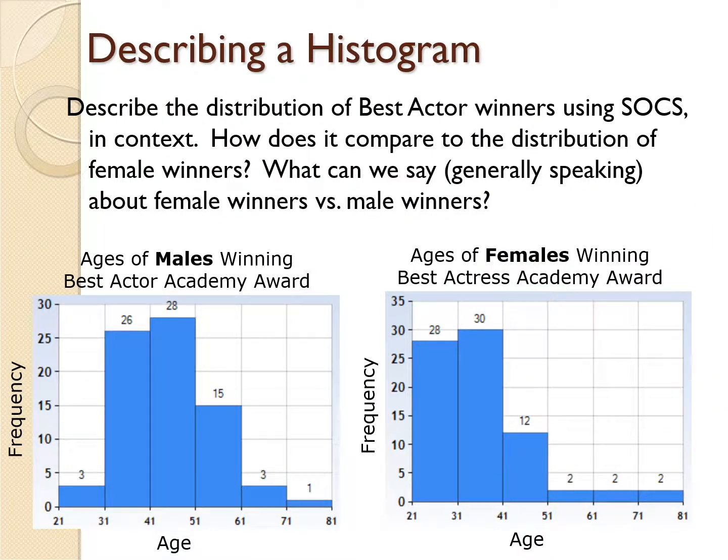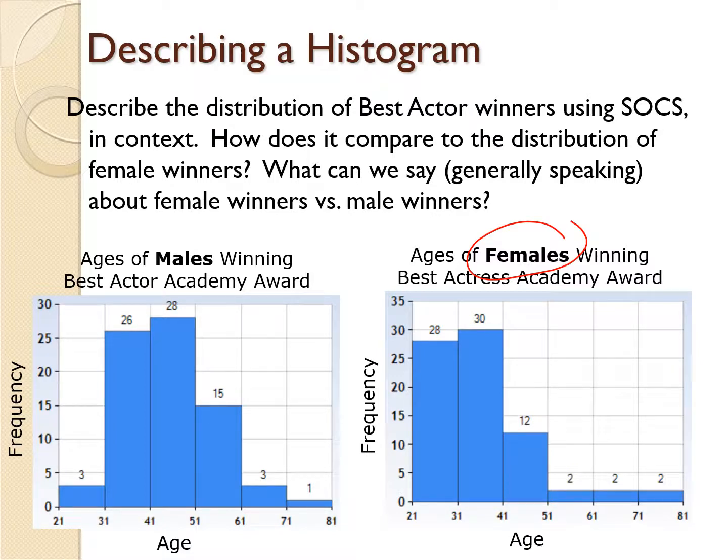Now we want to describe this graph, and we want to compare it to the distribution of female winners, which we have here on the right. It's asking what we can say generally speaking about female winners versus male winners. So let's deal with that one first, and then we'll go back to describing it.